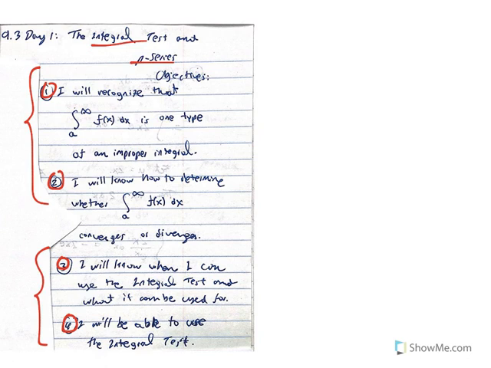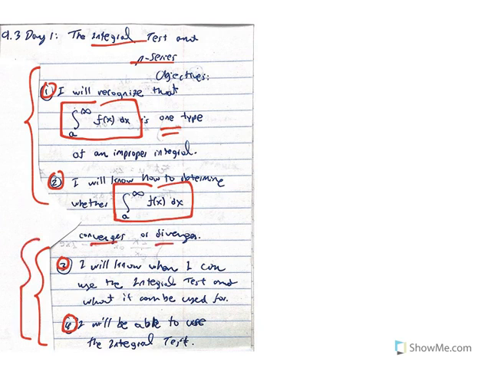So objective 1, you'll recognize that this is one type of an improper integral. It's one type. There are other types, but this is one type of an improper integral, and when we get to it, you'll see what we mean by that when we look at the definition of improper integrals. And of course, we will also relate this back to what you already know from Calculus AB about indefinite integrals and definite integrals. You will know how to determine whether an improper integral converges or diverges.